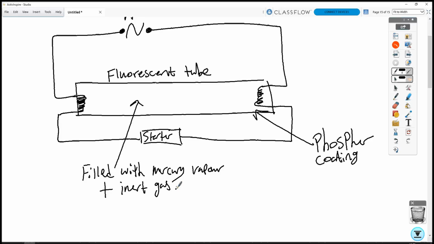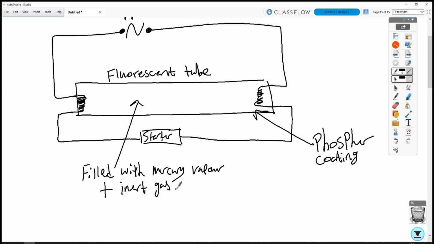Just explain one more time about the circuit. The starter turns on, right? Okay, so the starter has contacts inside it. But these contacts are in such a way that when they get hot, they move.